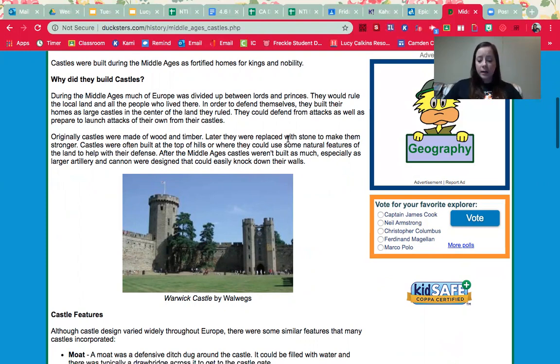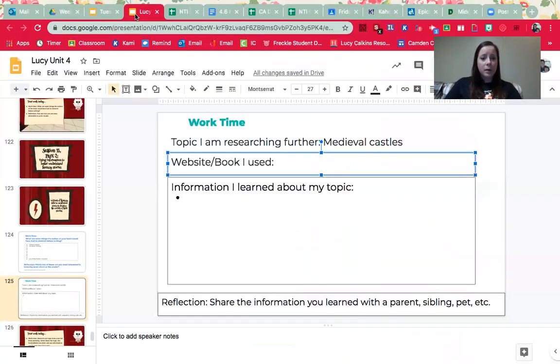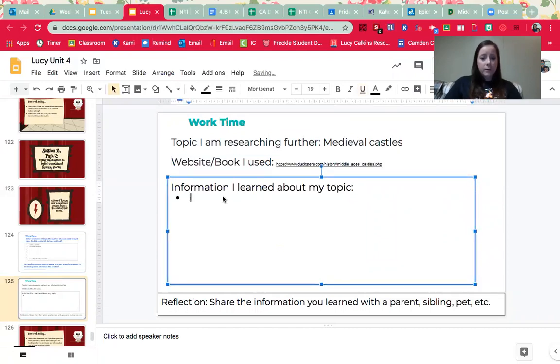That's interesting. I didn't know that the castles were right in the middle. So I'm going to go ahead and use that information. I'm going to copy and paste the website right here, just so my teacher knows that this is the website that I used. And some info, already I've learned the castles were always in the middle of the land they owned.